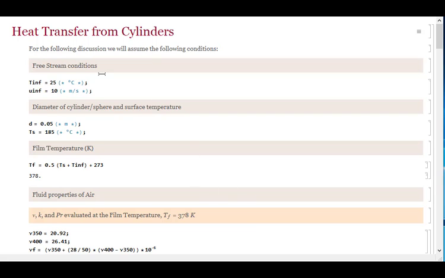We'll have the free stream conditions where T infinity is 25 degrees C and U infinity is 10 meters per second. We'll assume a diameter. I have written here for cylinder and sphere because we can utilize this as well for a sphere, but the diameter will be 5 centimeters, so 0.05 meters, and we'll assume a surface temperature of 185 degrees. So this gives us a film temperature of 378.